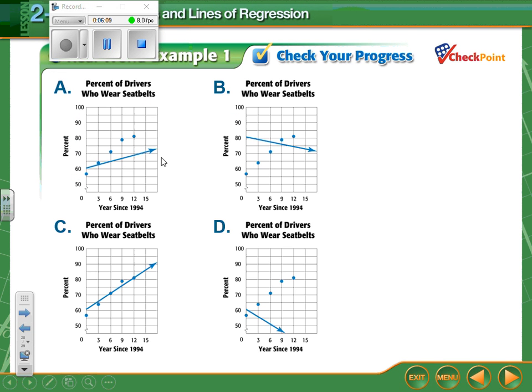But which one of these shows a good line of best fit for this data? I think it's pretty obvious. C goes through the middle of the points and follows the trend of the data a lot better than A, B, or D. So this is a pretty common sense answer.